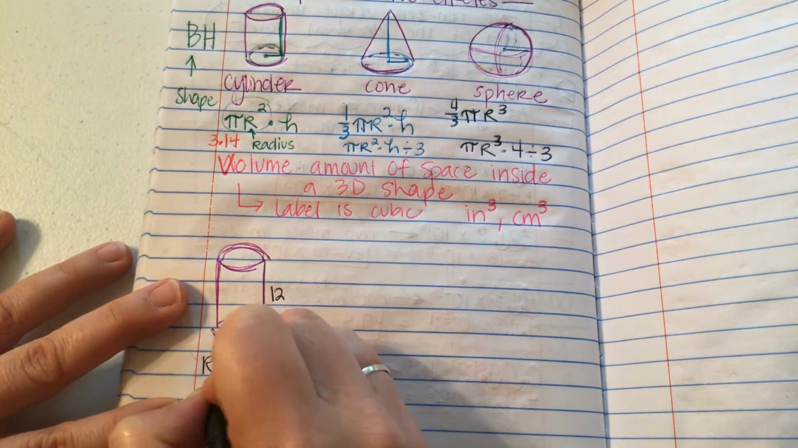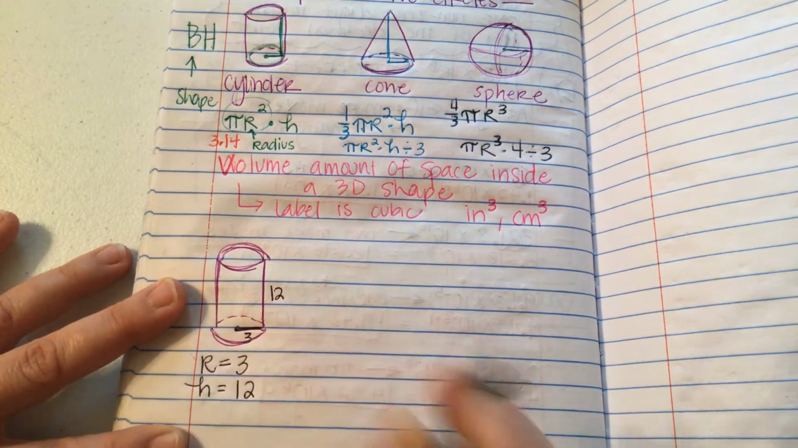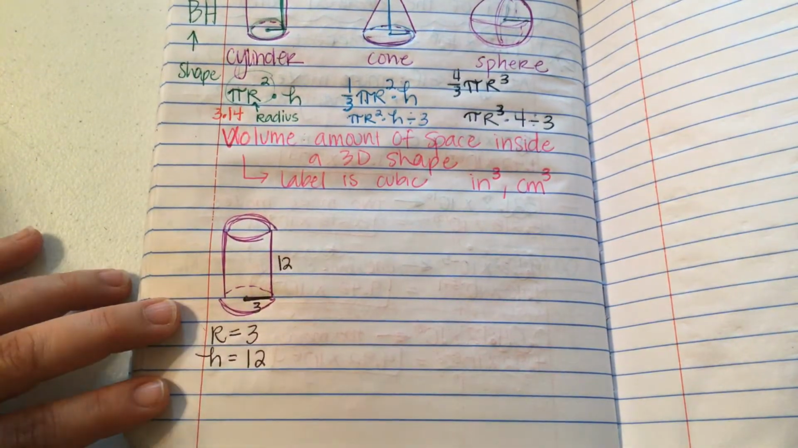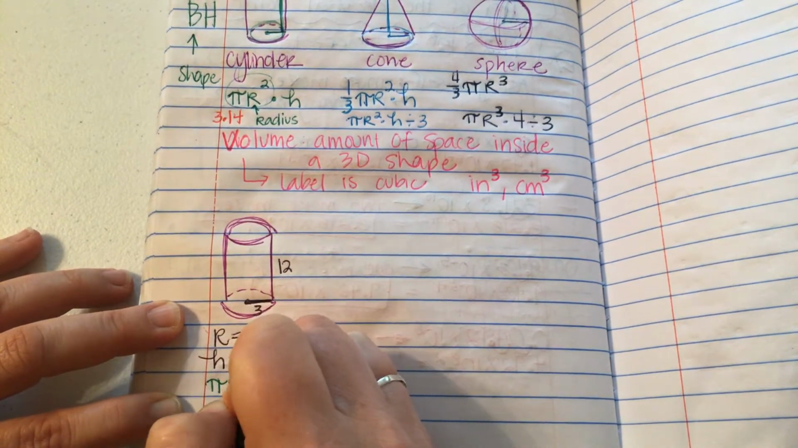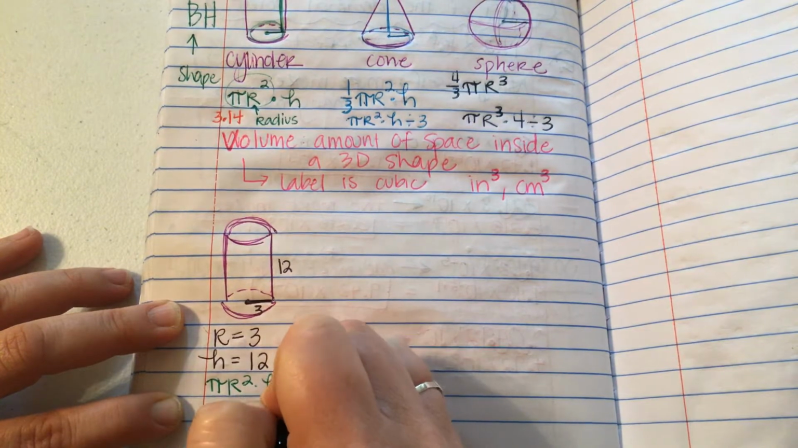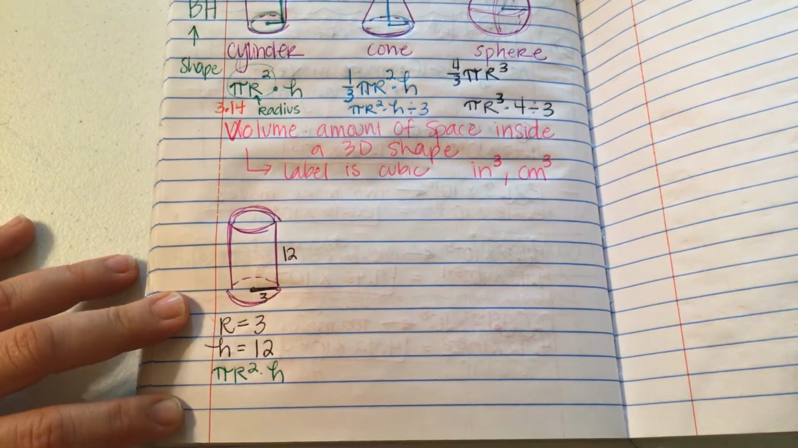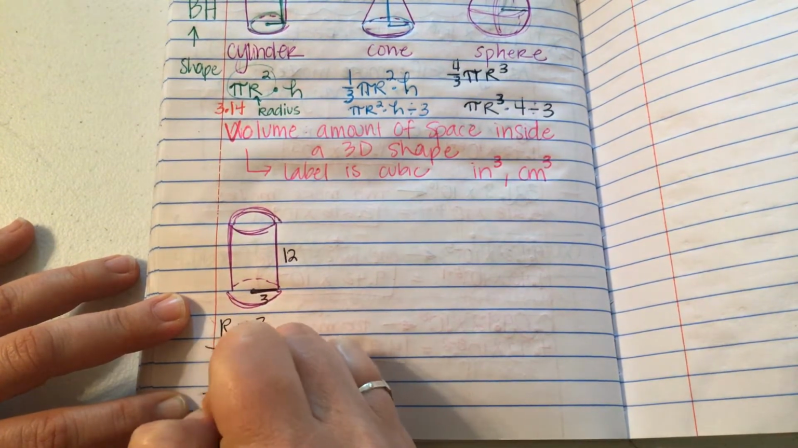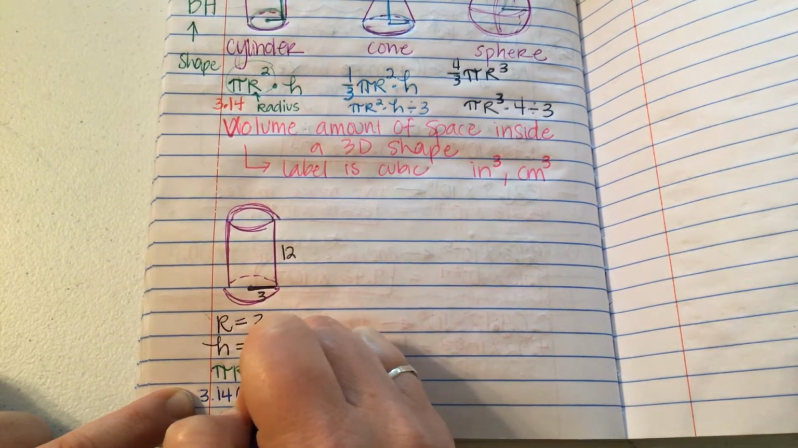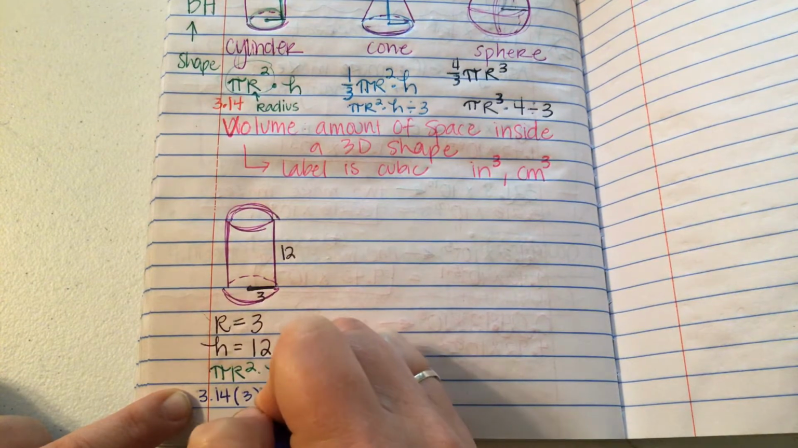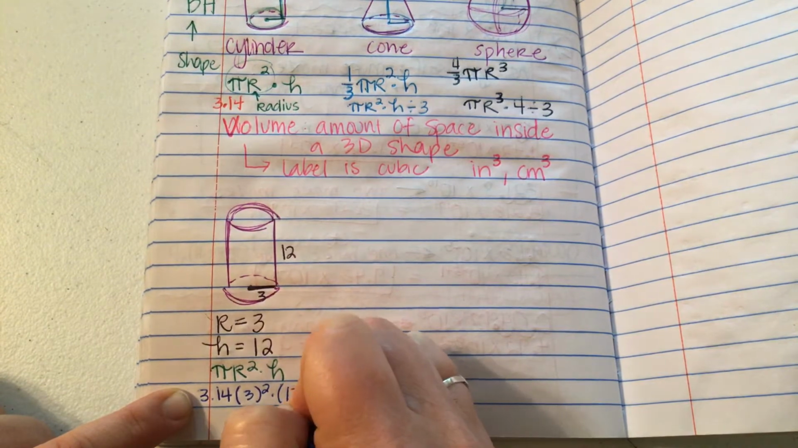So I'm going to label again. I'm going to talk about the radius is 3 and the height is 12. And for a cylinder, the formula is pi r squared times h. So what I'm going to do is 3.14, because that's the number we use for pi, times the radius is 3 squared times the height, which is 12.